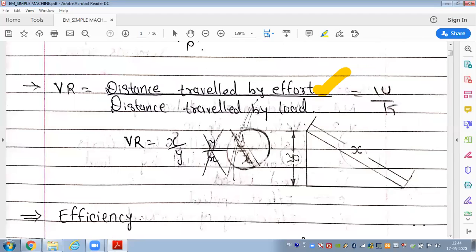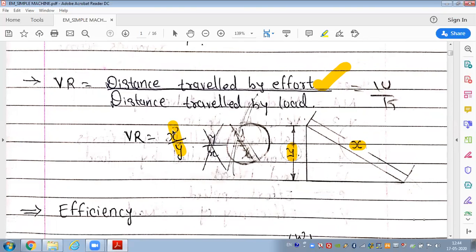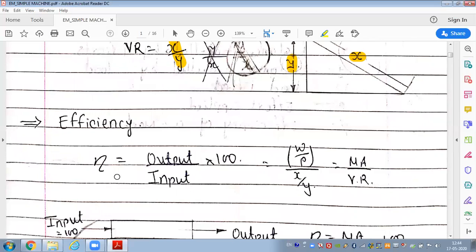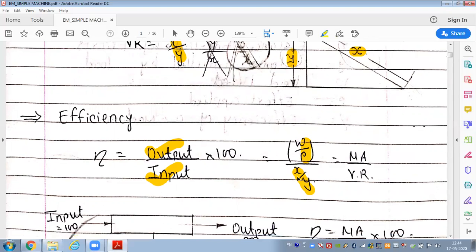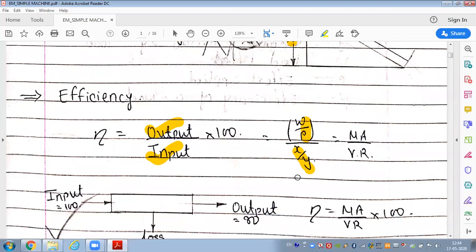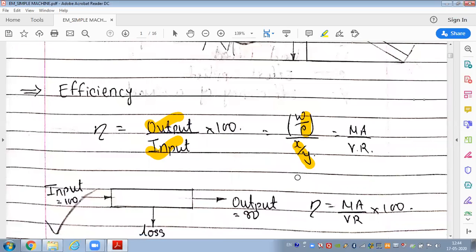The diagram indicates Y and X. X indicates effort and Y indicates load. So it is given by X by Y. Efficiency is given by output by input multiplied by 100. The output is in the form of MA, mechanical advantage, and the VR is given by X by Y. So this equation indicates the relation between mechanical advantage, velocity ratio, and efficiency.